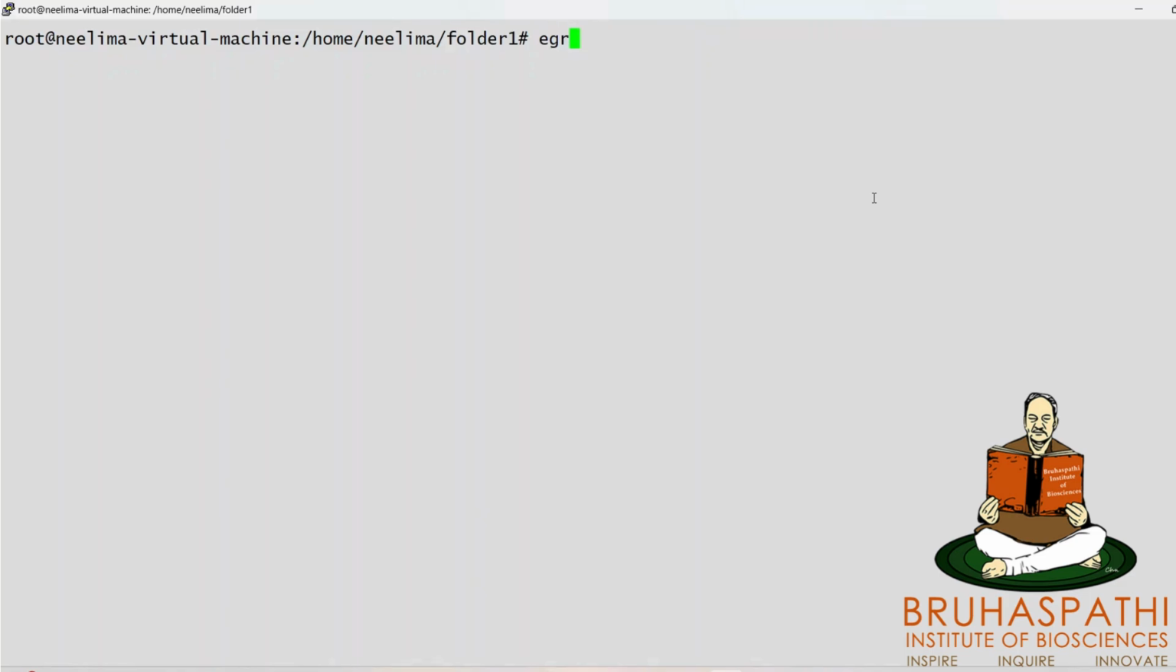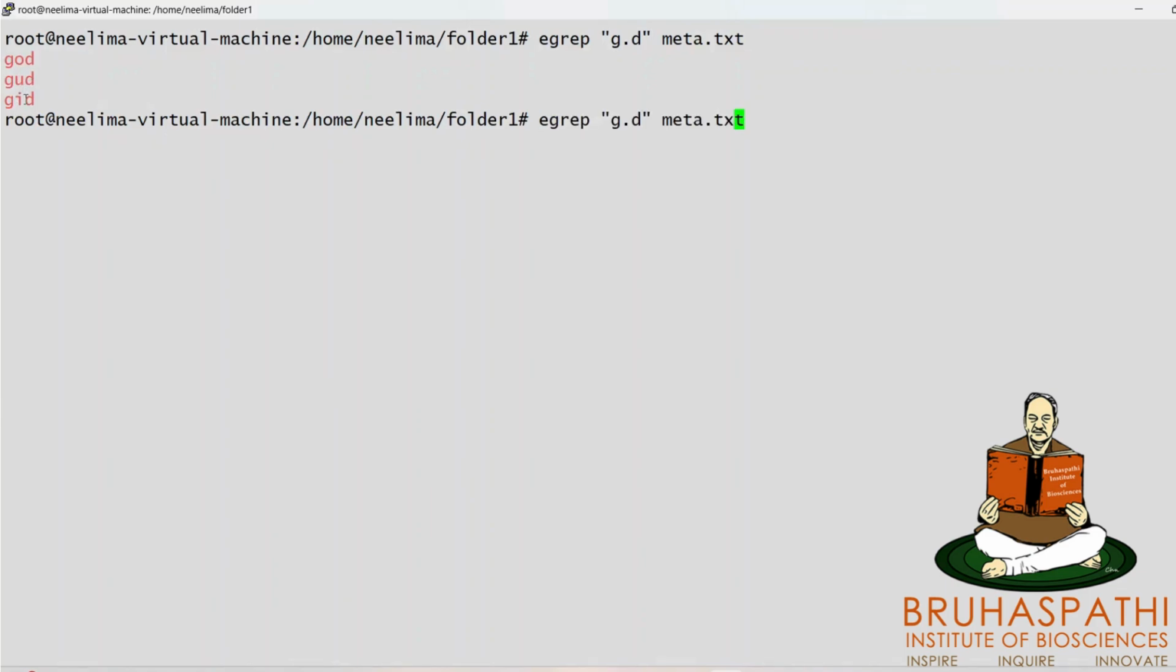egrep searches for typical patterns which are present in a file. So in the meta.txt file, it is searching for the words or patterns which are starting with G, ending with D. In between, it has exactly a single character. So God, Gud, Gid. This function is present in grep as well.